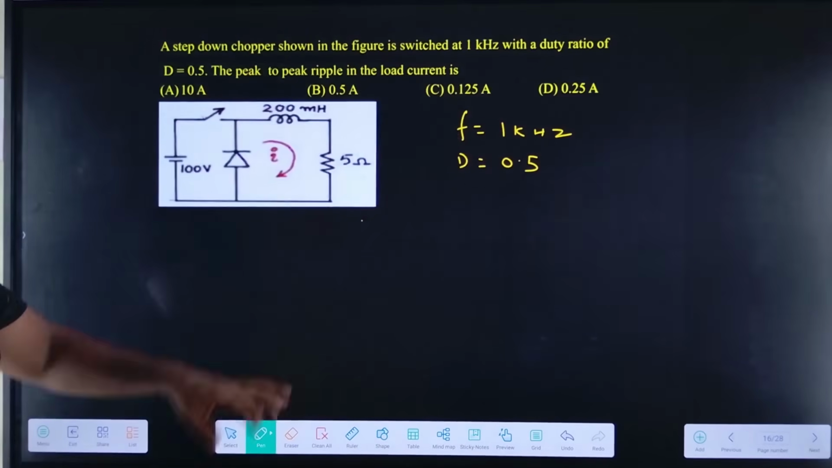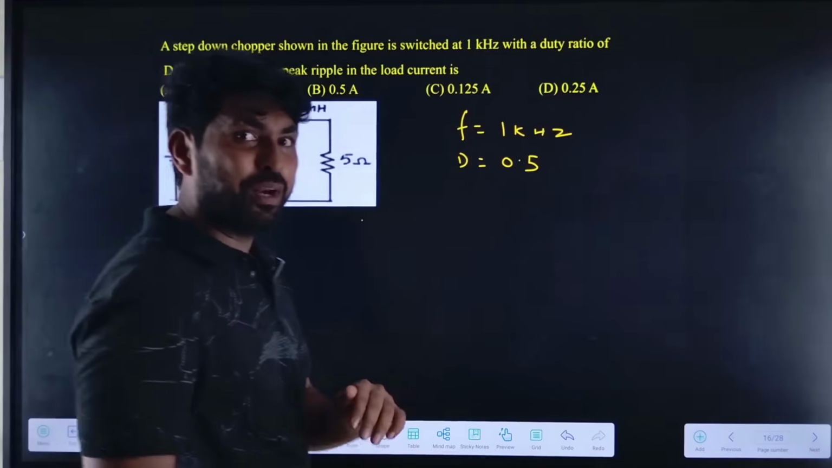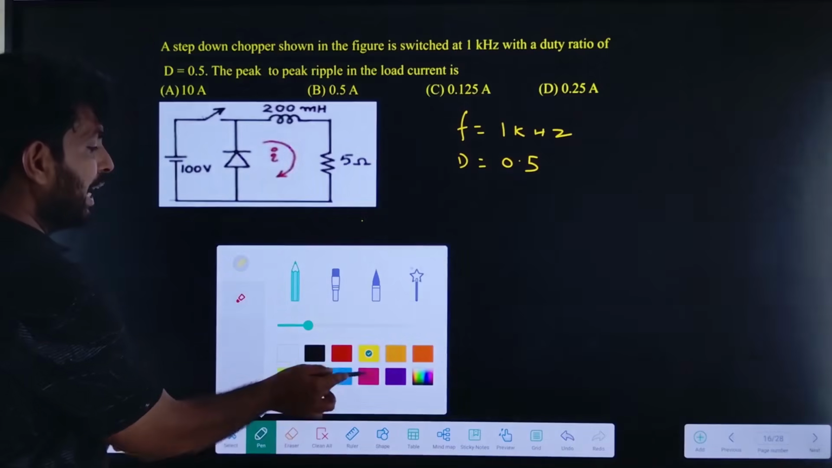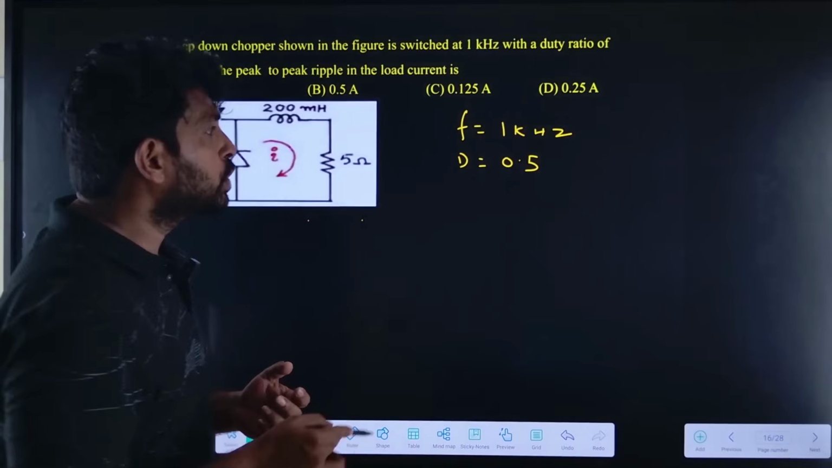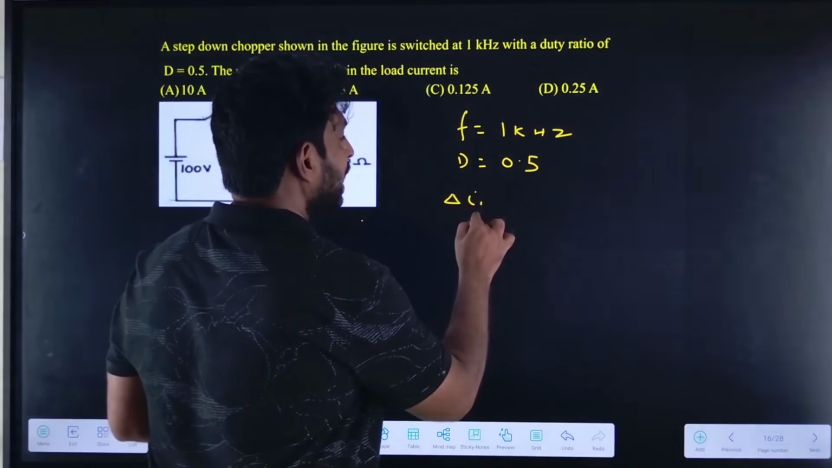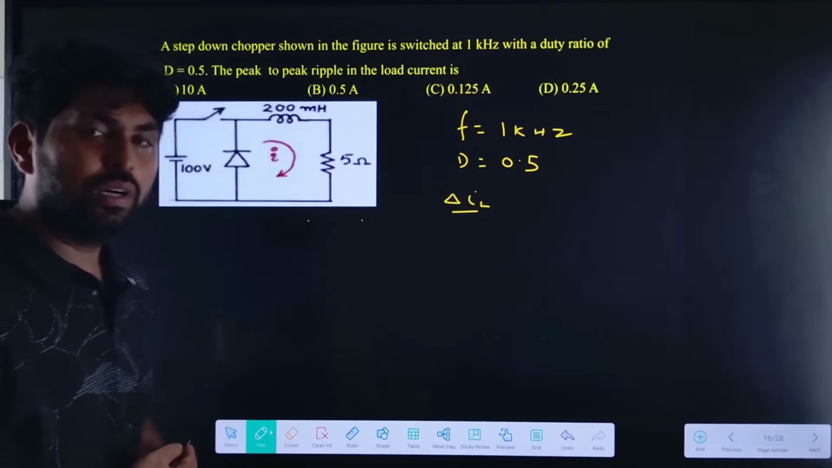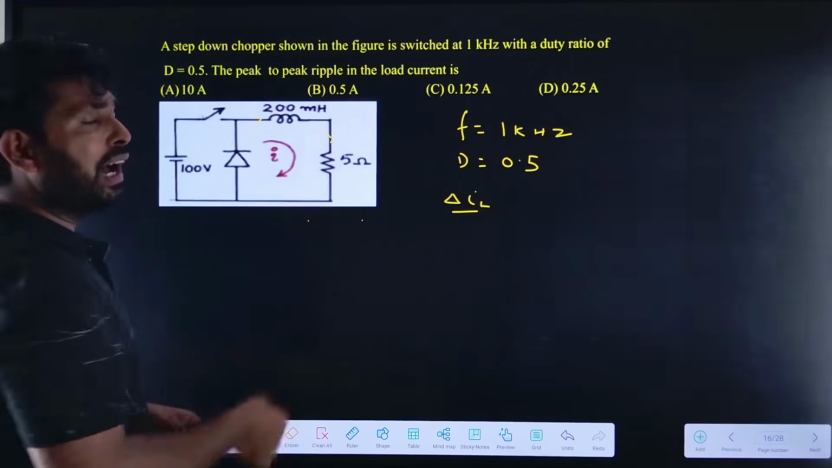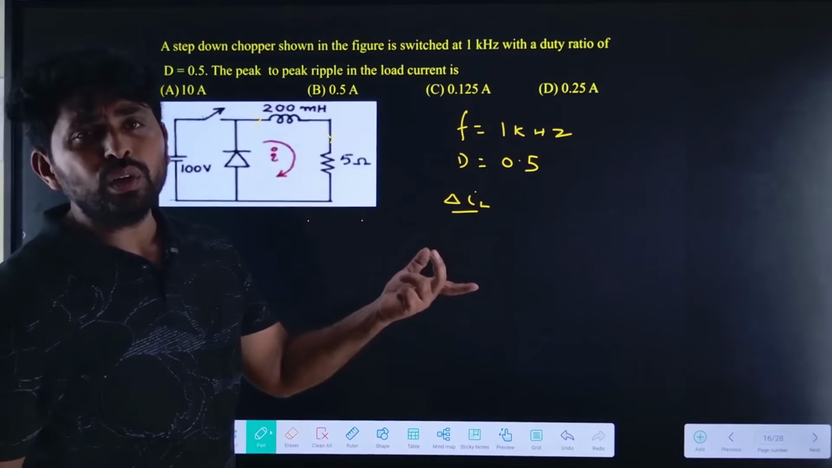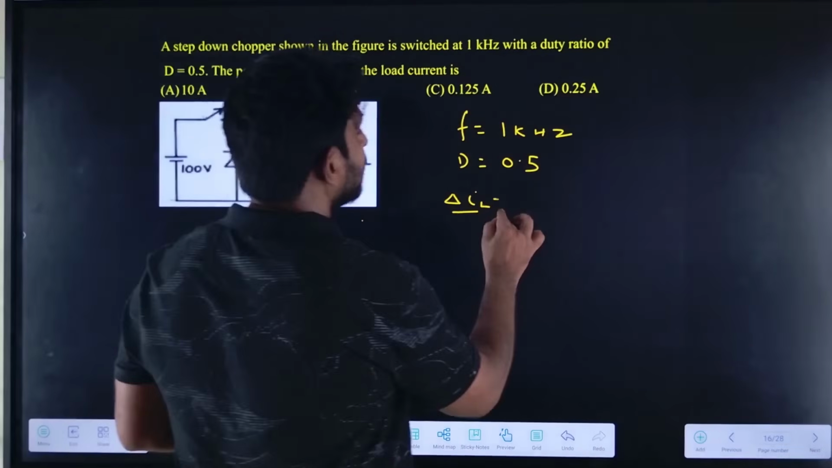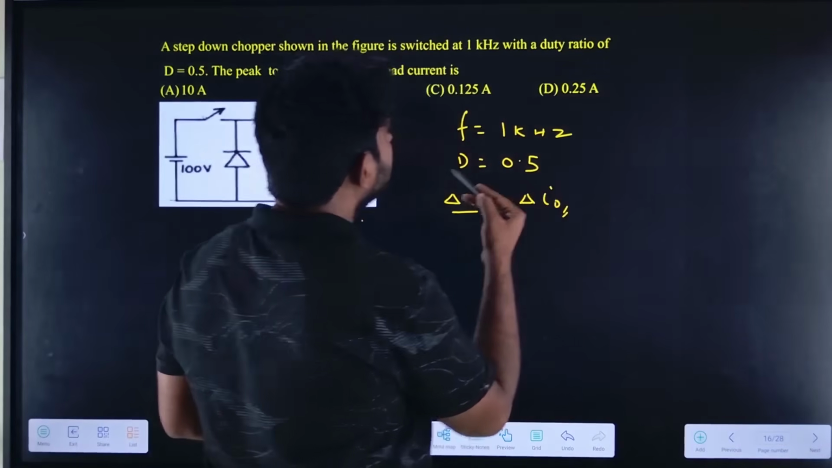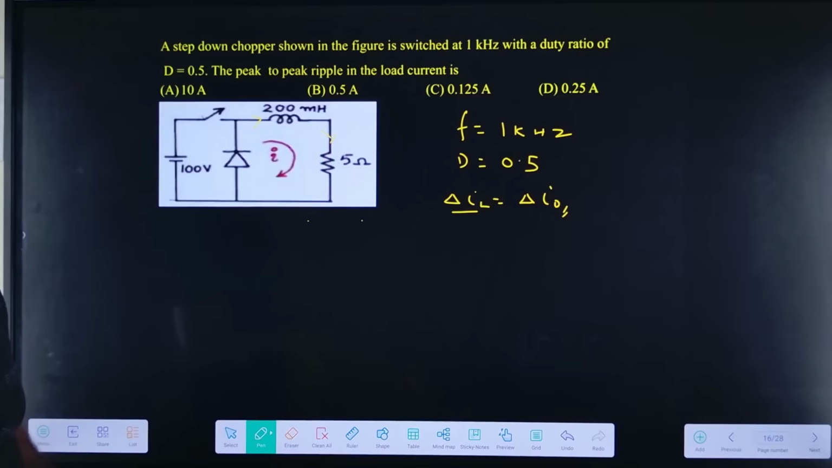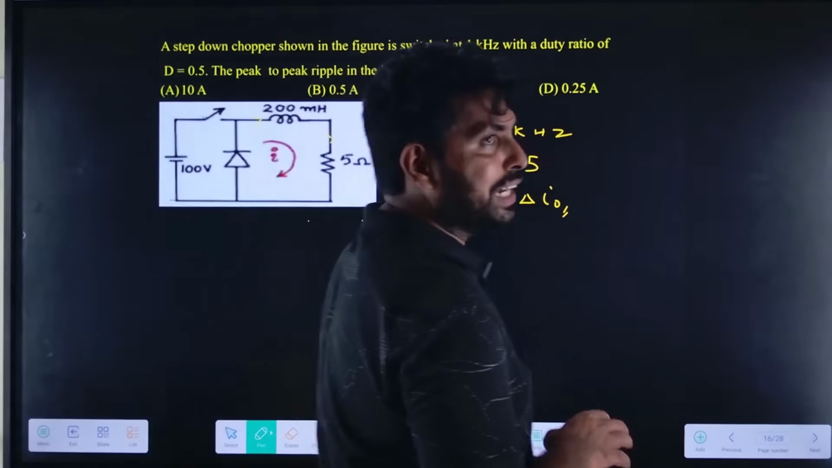They want the peak to peak ripple load current. But we know the ripple inductor current delta IL and the ripple load current are the same. So in this circuit, observe here, IL equal to I naught, so delta IL equal to delta I naught. They want the peak to peak ripple load current, which is equal to delta IL, so we need to find the delta IL here.